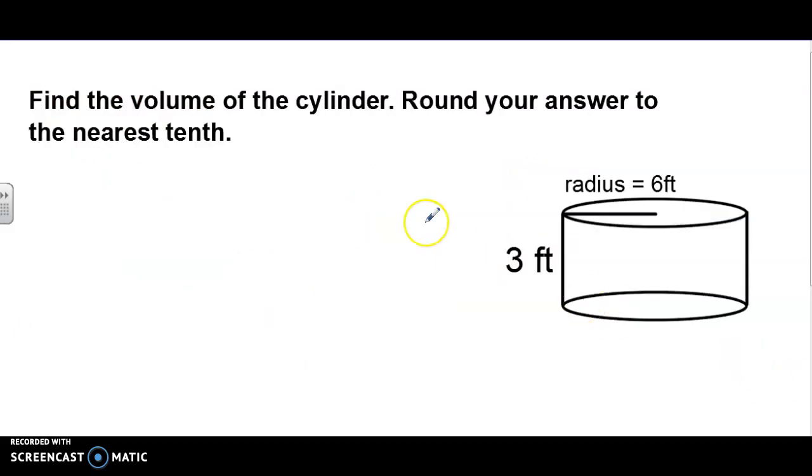If we look at a problem like this, it says find the volume of the cylinder, round your answer to the nearest tenth. So what I'm going to do here is set it up: the volume equals pi r squared times the height. I just plug in the things that I know. I know that r is the radius, which is 6 feet, and the height is 3.